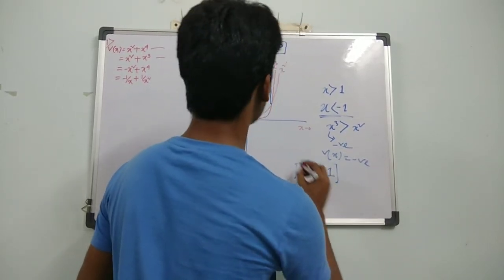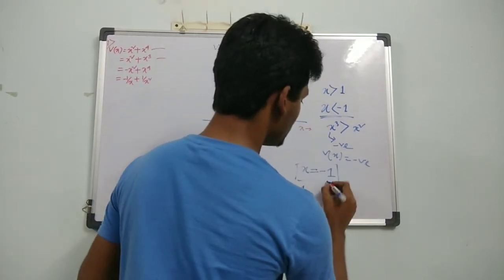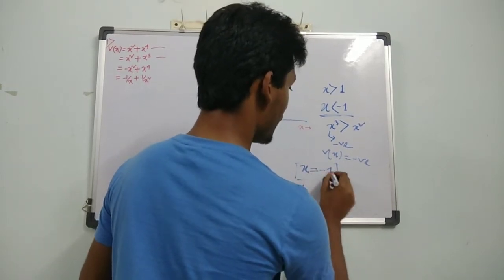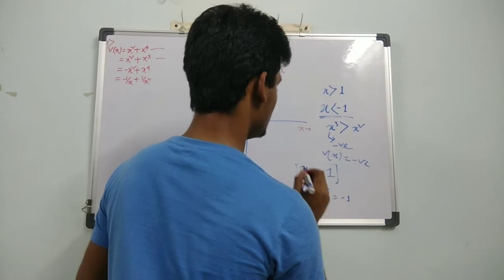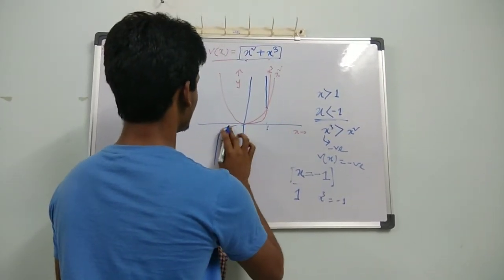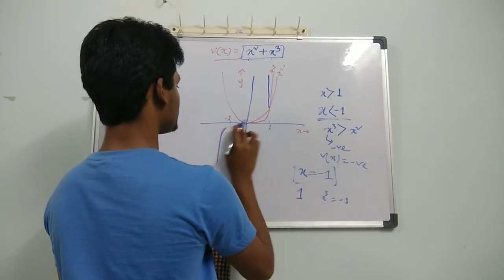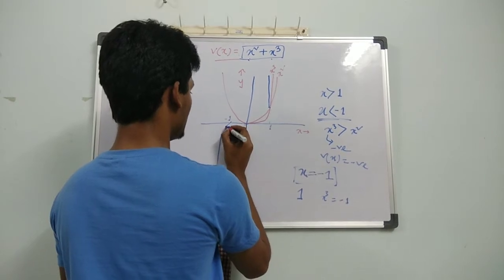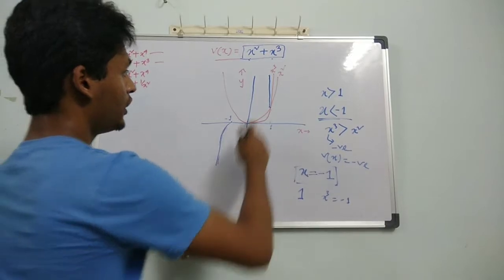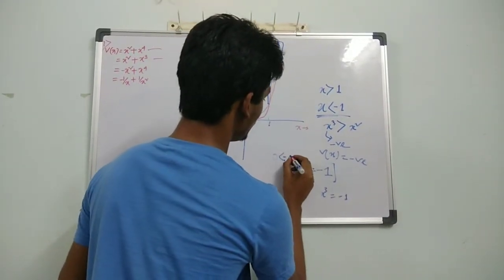At x equals minus 1, your x square will give plus 1 and your x cube will give minus 1. That means at x equals minus 1, the function will be 0. So if this is 1, this will be minus 1. At this point, this is 0. That means from this point, I will get negative. So what about this part, from 0 to minus 1?